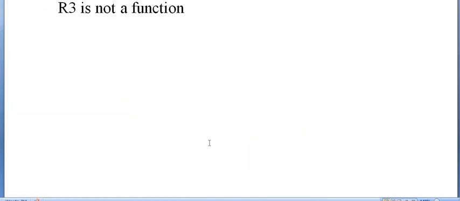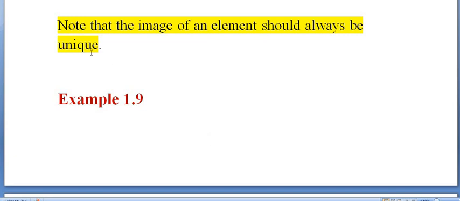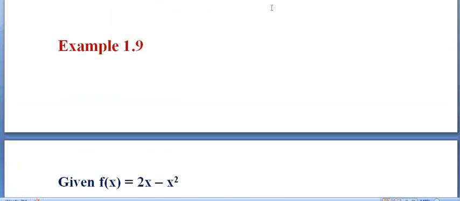That's all. So what is a function? We know it very clearly. So see, note that the image of an element should always be unique. So already we know the X element must have a unique image. Okay. So now example 1.9 we are going to see.